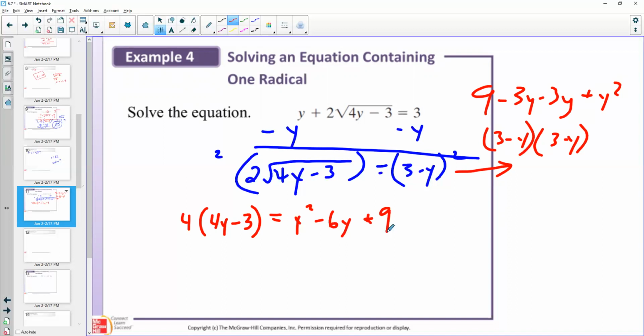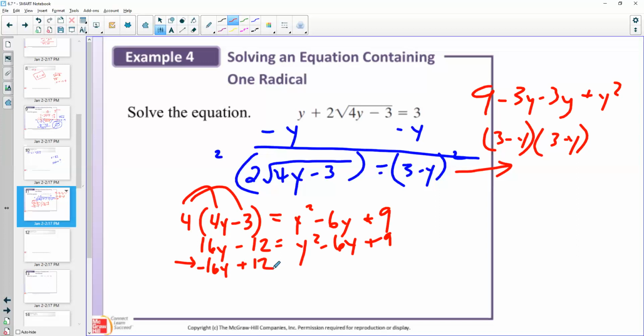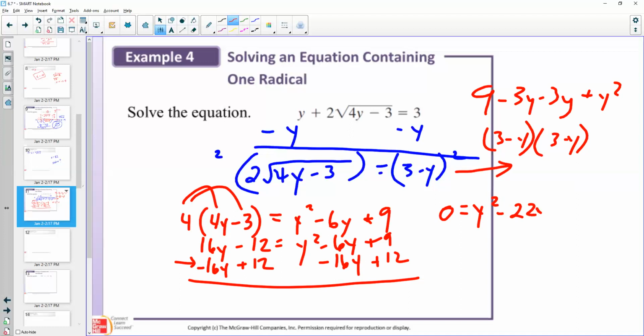Now I got to combine like terms and distribute and do all kinds of things. We're going to use all the skills we've been building all along. So I get 16y minus 12 equals y squared minus 6y plus 9. Now I'm going to move all that stuff that way. Minus 16y plus 12. Minus 16y plus 12. All right, on the left, I'm going to get 0. On the right, I'm going to have y squared minus 22y plus 21.